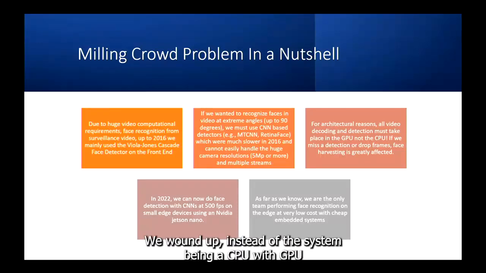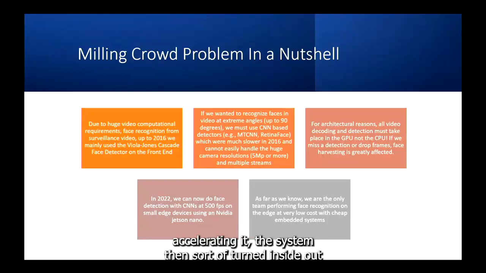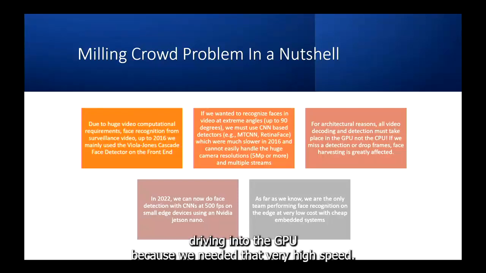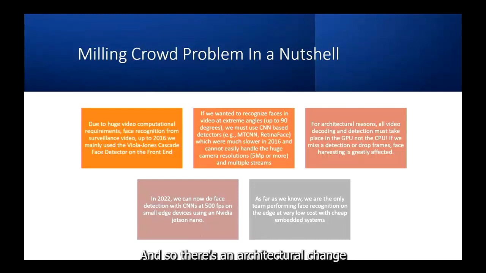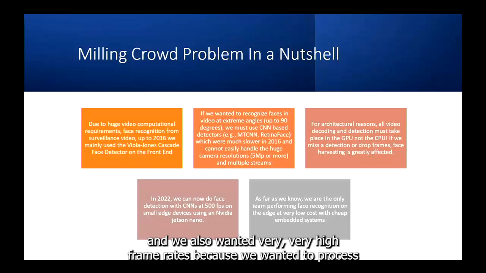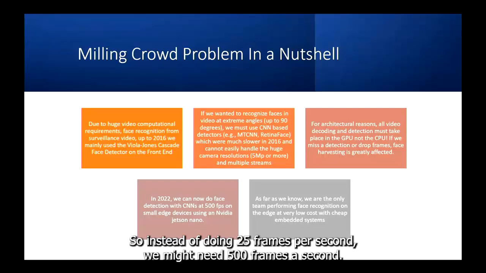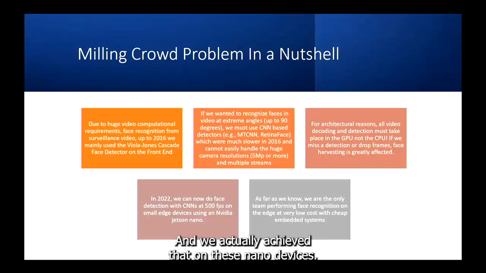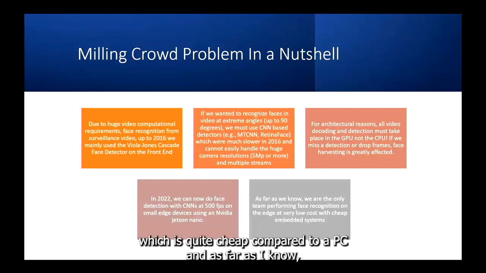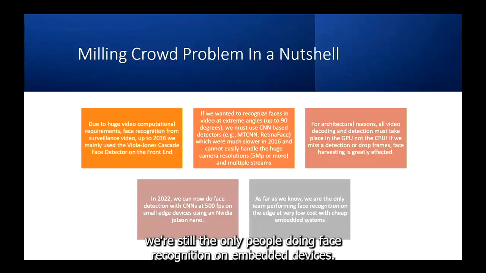Instead of the system being a CPU with a GPU accelerating it, the system sort of turned inside out, and we actually had the GPU as the main processing element because we needed that very high speed. And so there's an architectural change. We also wanted very high frame rates because we wanted to process not just one camera stream, but maybe 10 or 20 camera streams. So instead of doing 25 frames per second, we might need 500 frames a second. And we actually achieved that on these nano devices. In 2022, we're doing 500 frames per second on a nano, which is quite cheap compared to a PC. And as far as I know, we're still the only people doing face recognition on embedded devices.